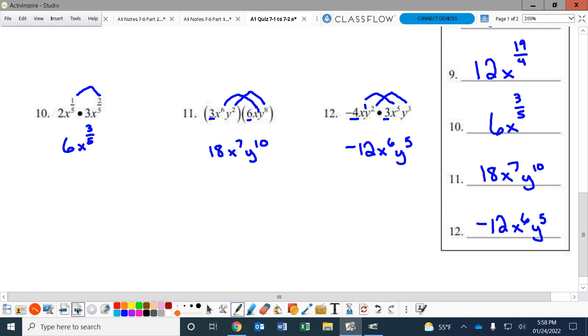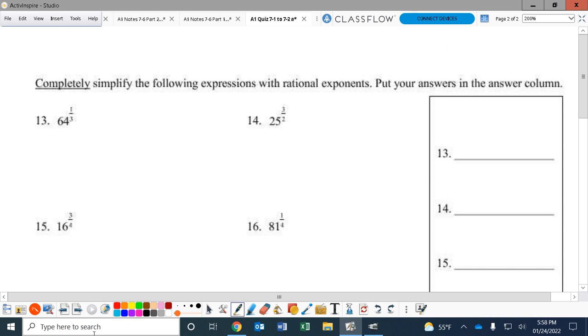Okay, on the back side, let's see. So this is a matter of typing in the calculator. Let's remind you how to do this. In this case, I'll go through one and then we'll just go through these. So to type this out, it would be 64, power button, which is that y to the x, and then 1, fraction button, 3, and then equals. Okay, 64, power button, 1, fraction button, 3, equals. That should give you an answer of 4.